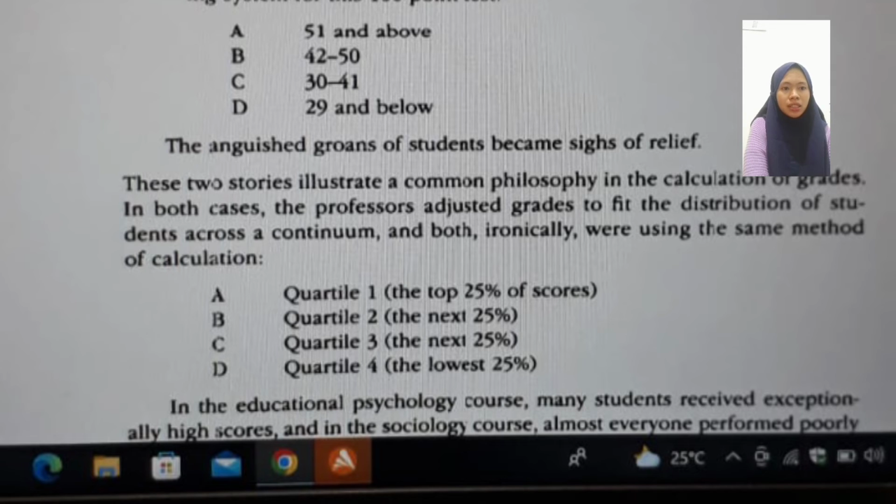The fourth is a corollary. Grades of A are reserved for a highly select few, and students are delighted with Bs.